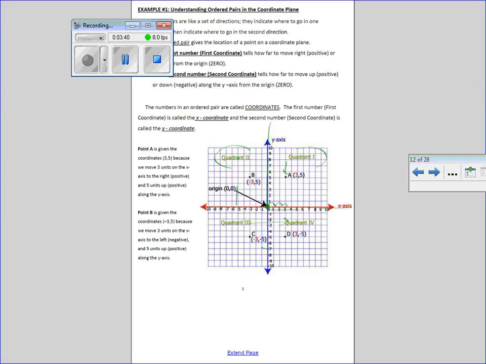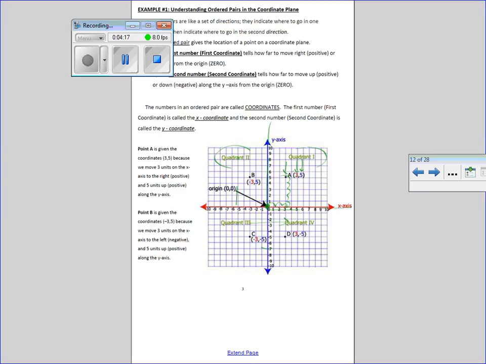Always decide left, right first. Then how many steps up to get to the A? 1, 2, 3, 4, 5 steps. So we say that I've gone 3 on the x-axis, positive 3, and then up to make a positive 5. You just have to remember, every time you go to the right, it's positive. Every time you go to the left, it's negative.